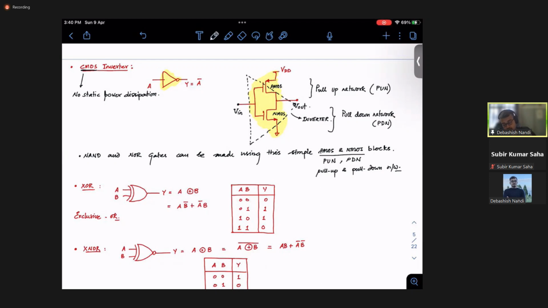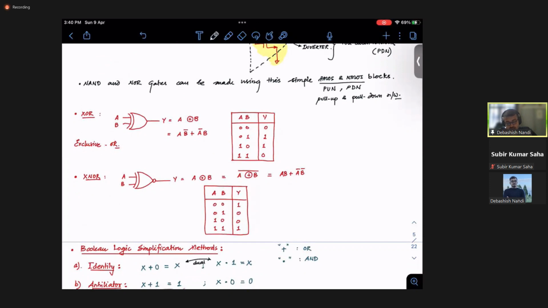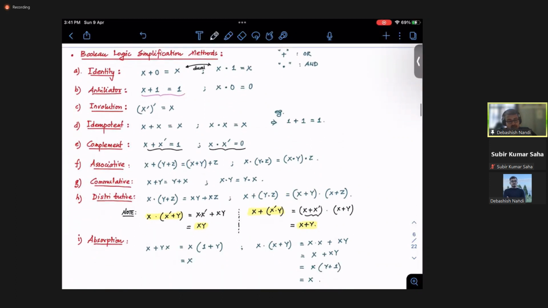Okay. So next we discussed what the XOR gate and the XNOR gate are and how the truth table looks. Then we were discussing the Boolean logic simplification methods. I have told you there are certain simplification methods you should remember. The names are not very important, but once you understand the theorems very clearly, then you will get to know how the names have come about, right?